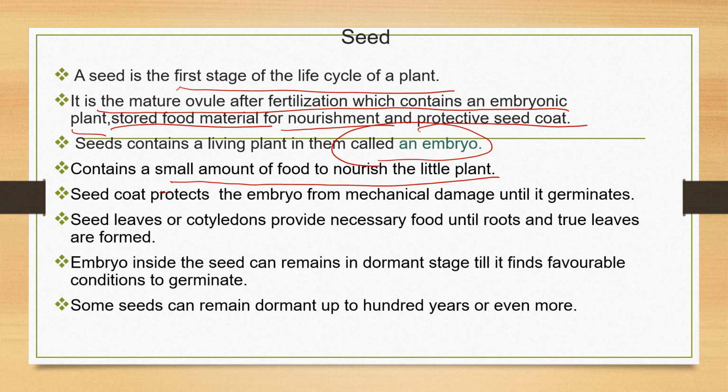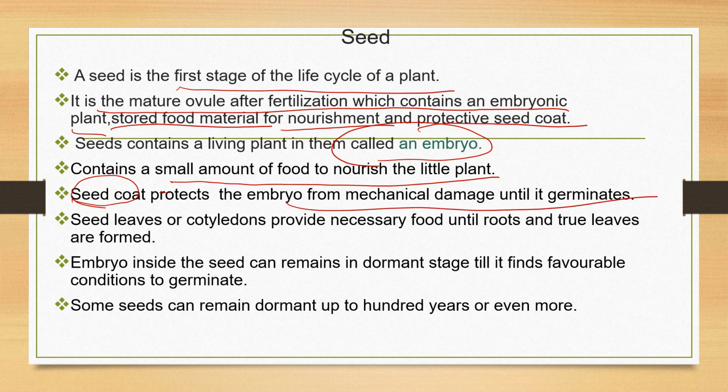Now, the seed coat. What is the seed coat? It is the covering. It protects the embryo from mechanical damage until it germinates. So the seed coat protects the embryo from mechanical damage until it germinates.